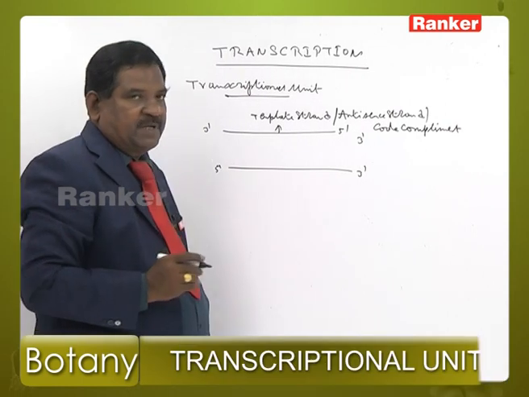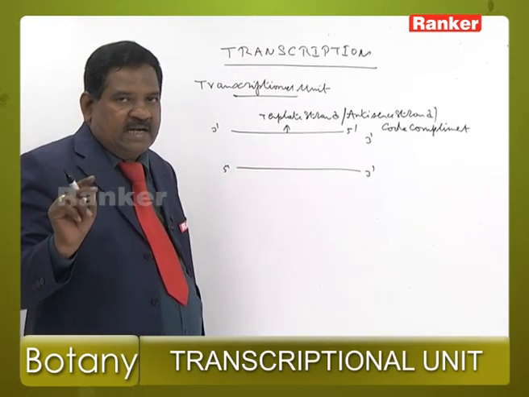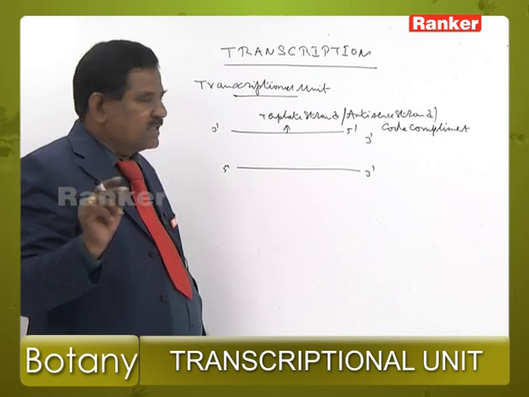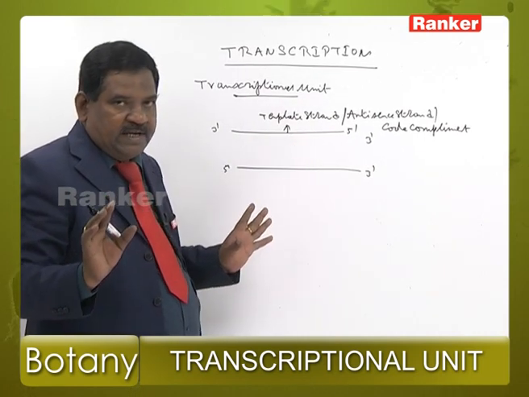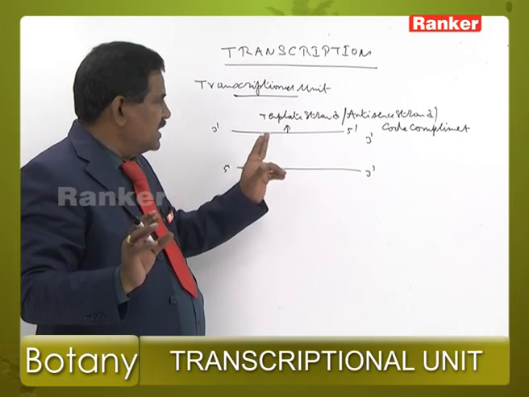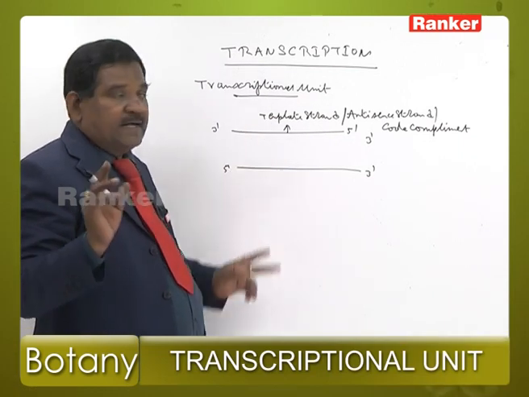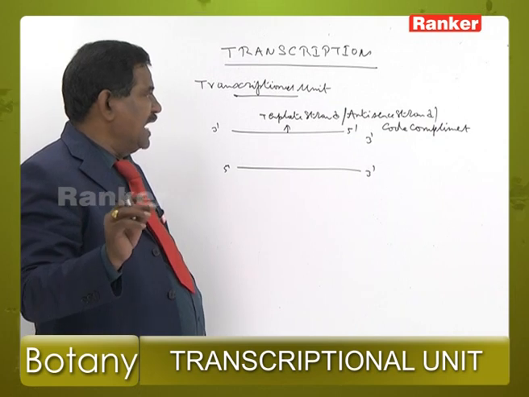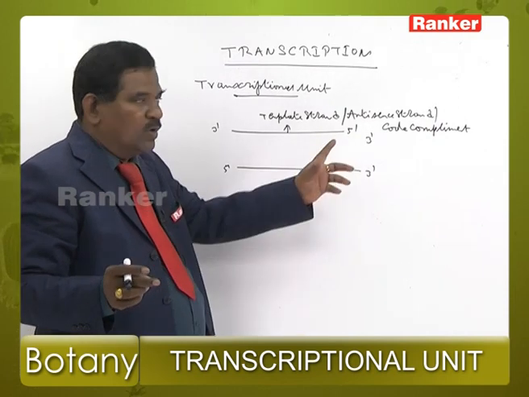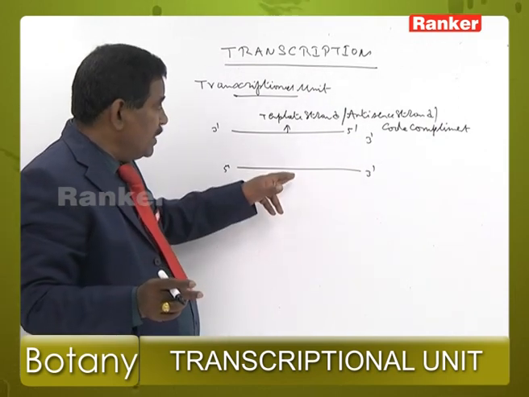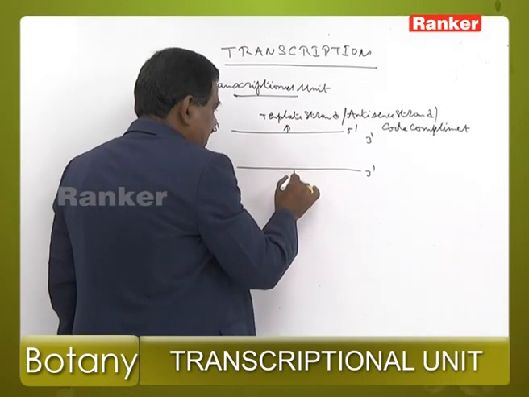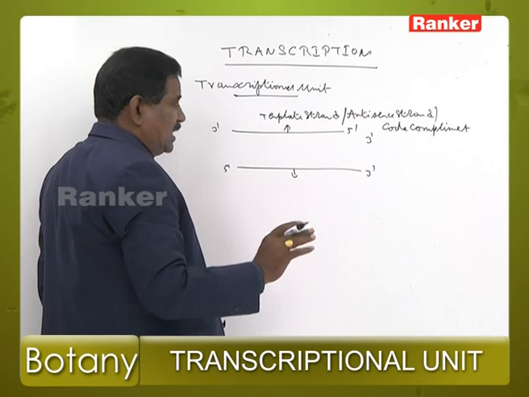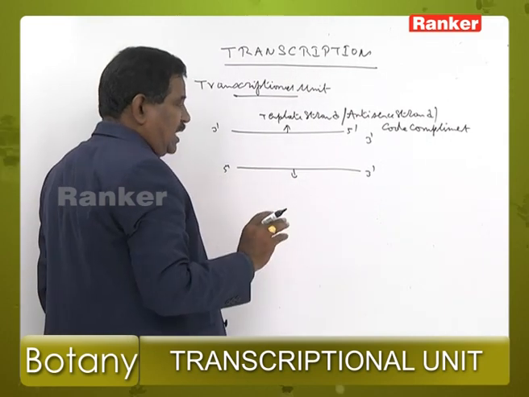In transcription, only one strand of DNA is involved, and that strand is the 3' to 5' direction strand. The strand involved in transcription is called the template strand, or antisense strand, or code complement. The complementary strand, the 5' to 3' end strand, is not involved in transcription and does not produce RNA.